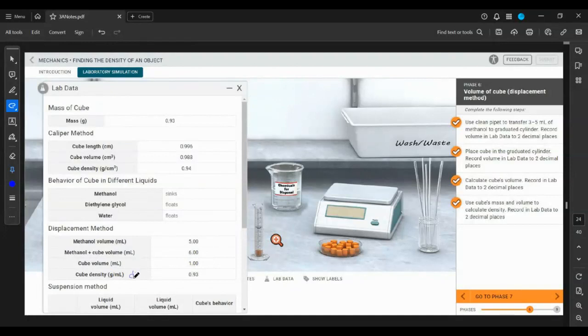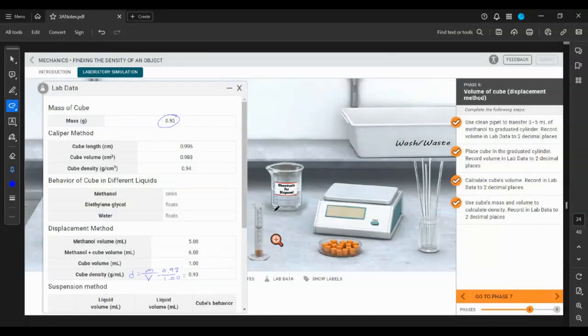Then if we want density, density is mass divided by volume. So here we're going to take our mass of 0.93 divided by our volume of 1.00, which predictably just gives that number back again, because it doesn't usually do a whole lot when you divide by 1.